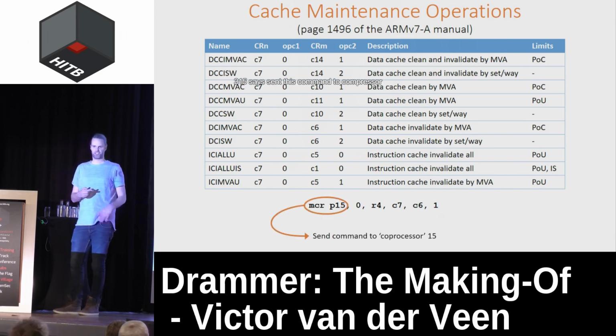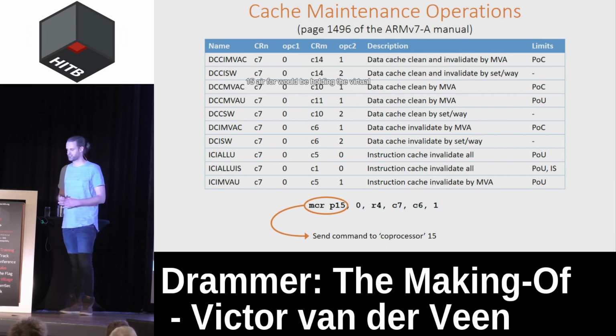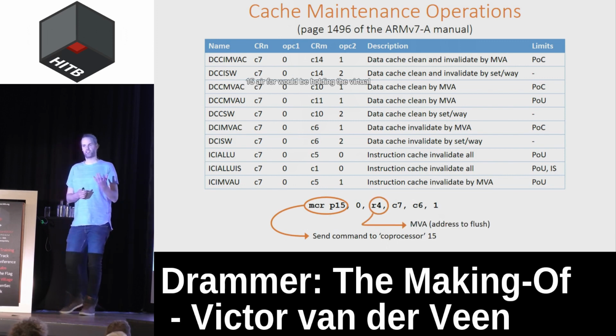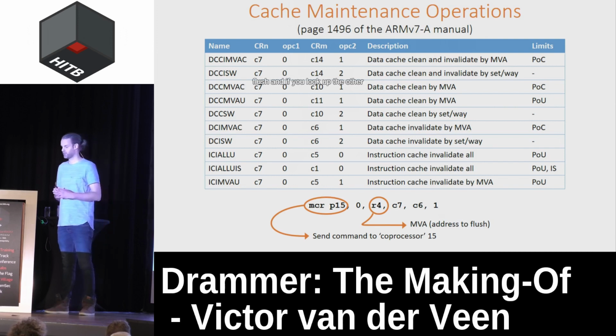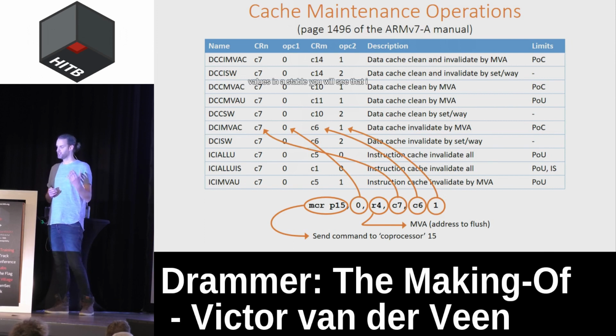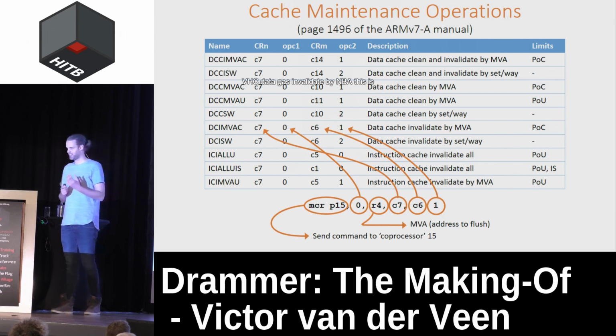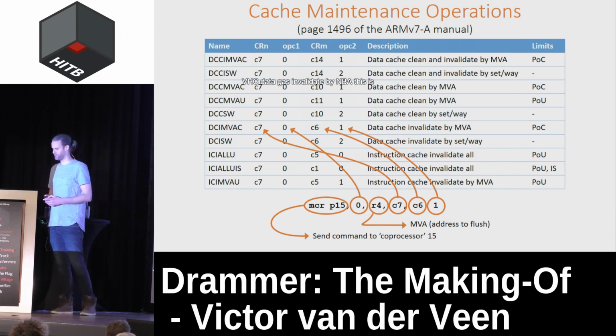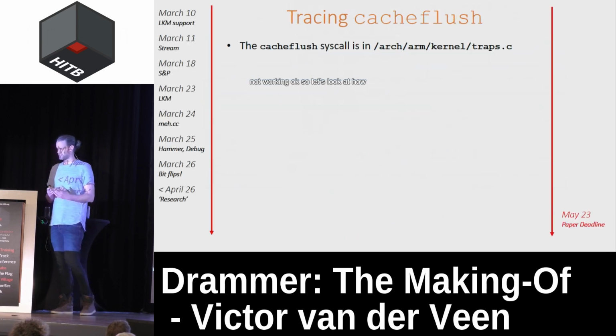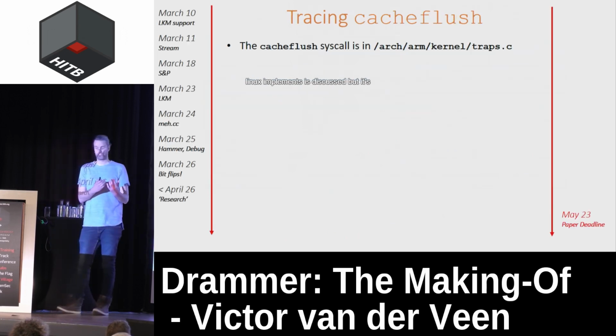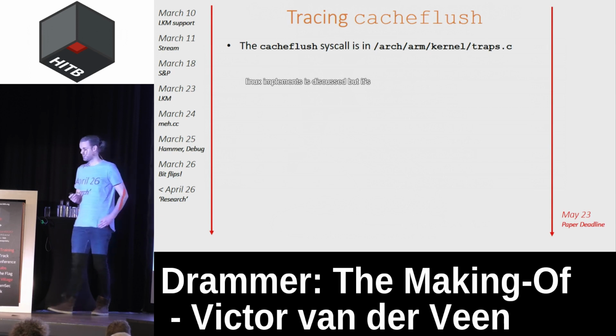MCR P15 says send this command to coprocessor 15. R4 would be holding the virtual address, or the address that I wanted to flush. And if you look up the other values in this table, you will see that I was using this instruction, DCIMVAC, data cache invalidate by MVA. This was working. Okay, so let's look at how Linux implements this cache flush.